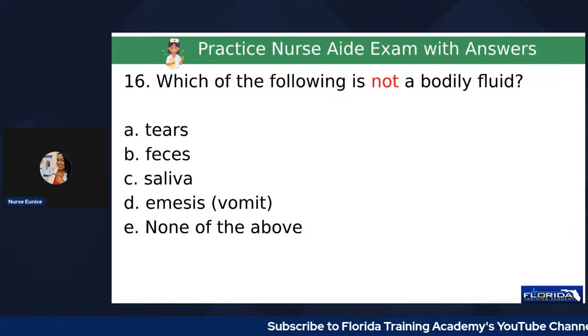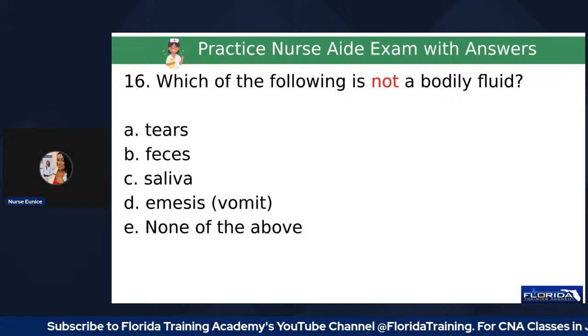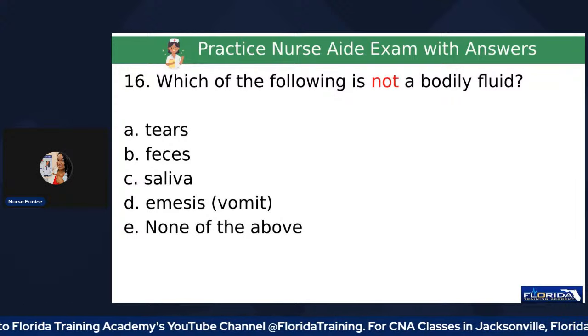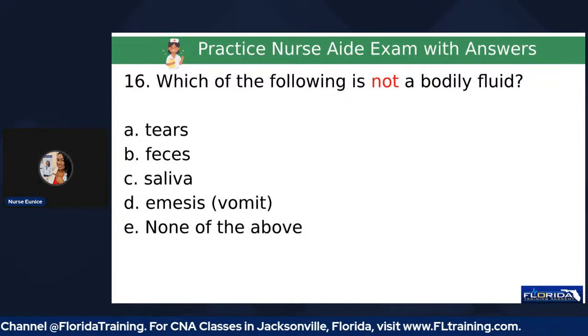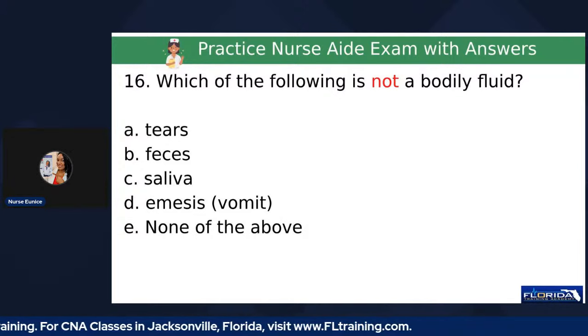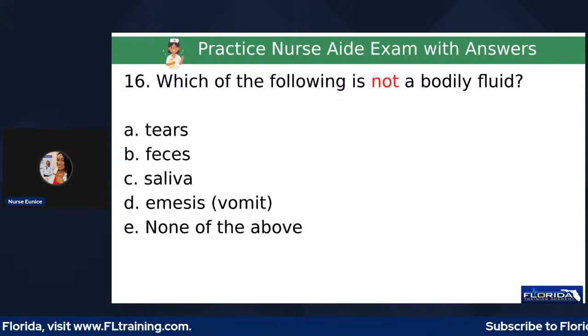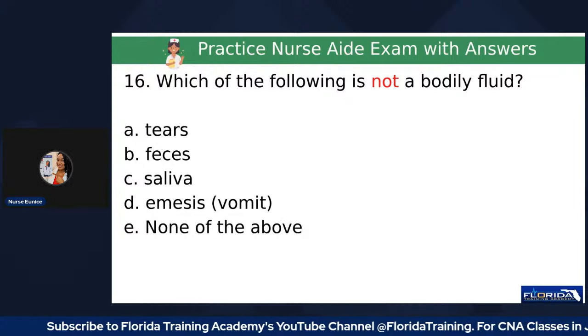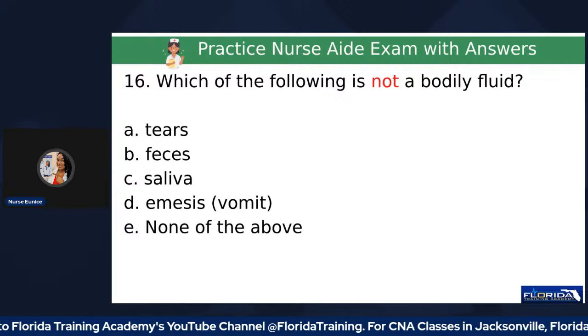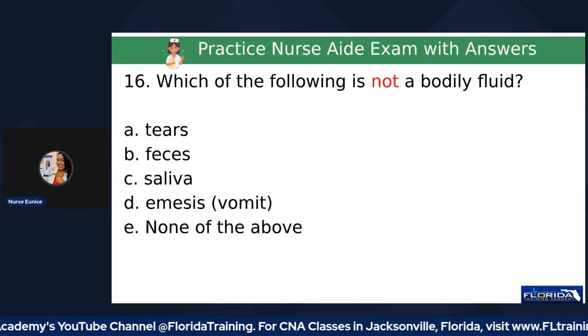16. All right, so when you're taking care of these patients, it's really important. We talked about hand hygiene, but according to a recent study I read, every patient encounter, so if you have 15 patients, every time you enter a patient's room, you're touching a minimum of 15 surfaces. And guess what could be on those surfaces? A, tears. B, feces. C, saliva. And D, emesis. So which of the following is not a bodily fluid?